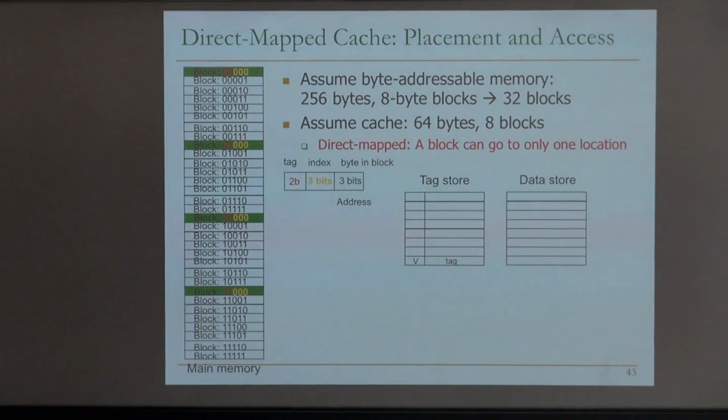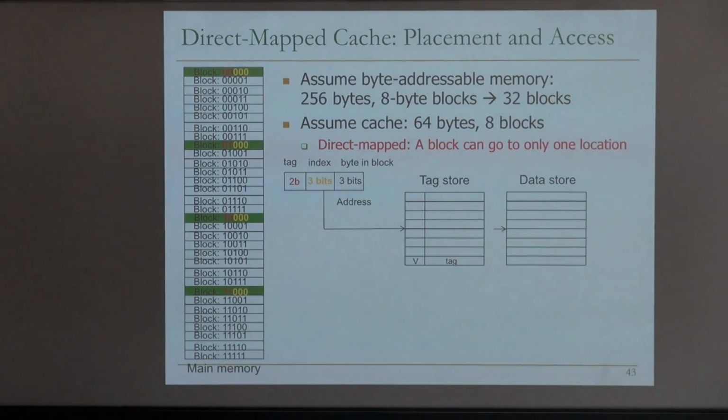Basically, whenever you get an address, you take the index bits. In this case, this is also called the block address. You chop off the byte in block and you get the block address. And the bottom 3 bits of that block address is your index. So you index with the 3 bits. If the 3 bits are all 000, you go to the tag store over here, and then you have a valid bit and a tag. If the valid bit is valid and the tag stored here matches this tag, you get a hit, and you can trust the value that you've stored in the data store.